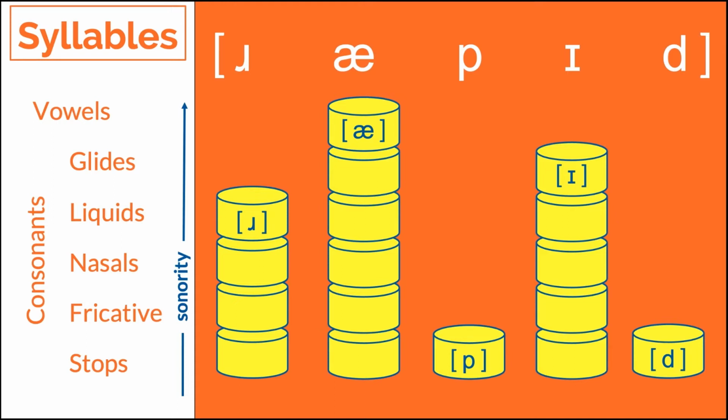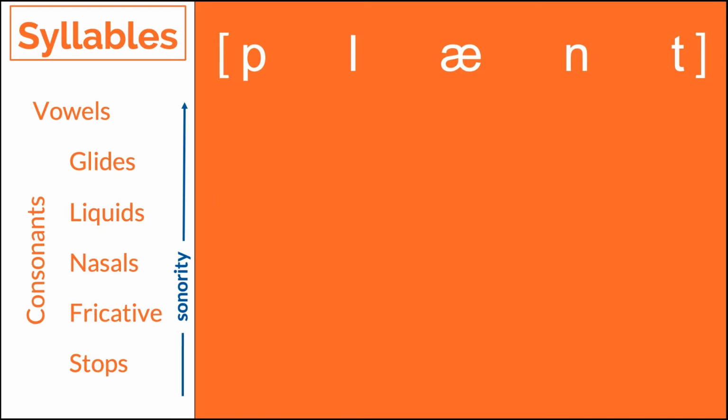So here you see a word that has two sonority peaks. We rise from r to a, we fall to p, and rise again to i, and fall to d. Two sonority peaks means two syllables. Rapid, rapid. The word rapid is a two-syllable word.